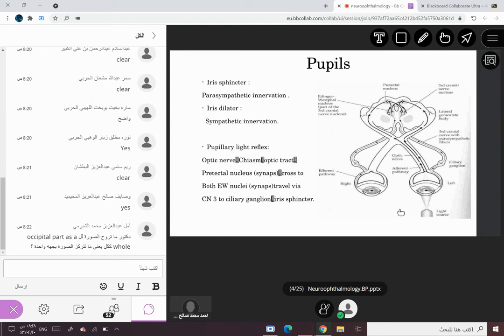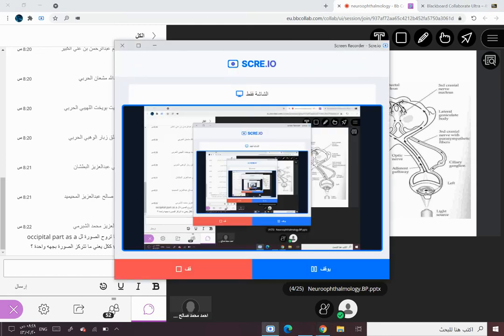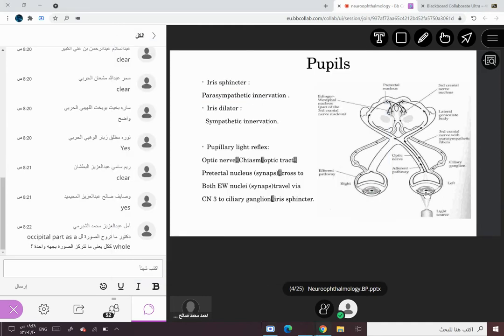So again, when we shine a light on the right, it's very important to know the pupillary light reflex also, and how to detect and how to know which system is affected.